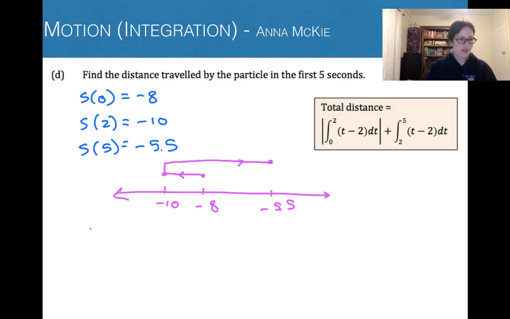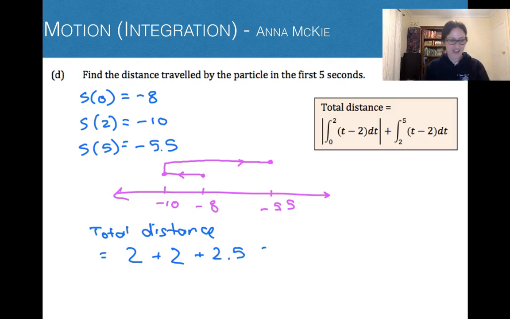And so the total distance, we write, is, so think about that, between -8 and -10 we travelled 2, and then you travelled another 2 to get back there. There's quite a few ways you could set that out. And then between -8 to -5.5 is another 2.5. Don't be thrown by all those negatives. And that is 6.5 meters. So that's the total distance travelled in the first 5 seconds. And that matches with what we did on the graph by integrating the velocity function. So that's how to do a motion question.